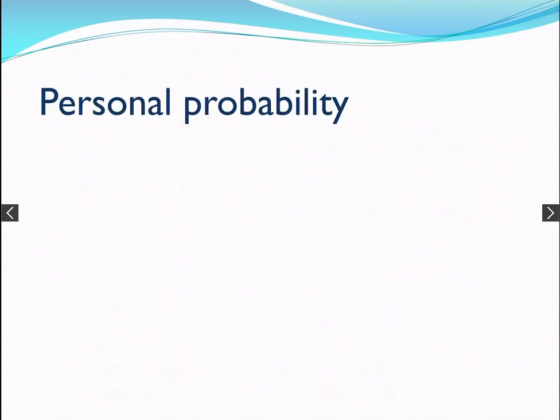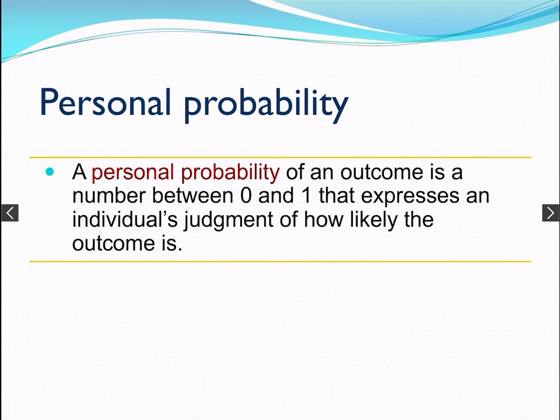The last type of probability I want to talk about is personal probability. So a personal probability of an outcome is a number between 0 and 1 that expresses an individual's judgment on how likely the outcome is, right? So for me, I'm traveling, so there's 0% probability I will see my cat. But there's like a 75% or 0.75 probability I'll eat a tomato because I love tomatoes.